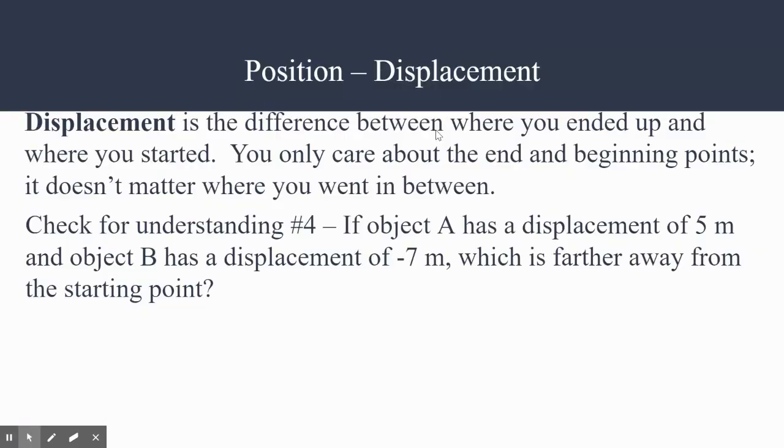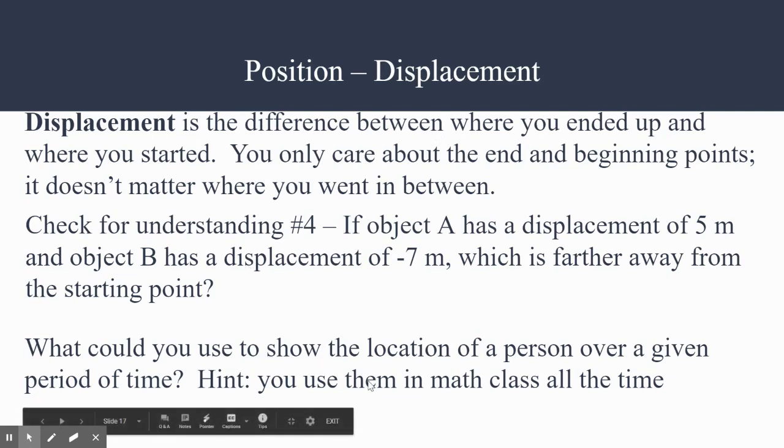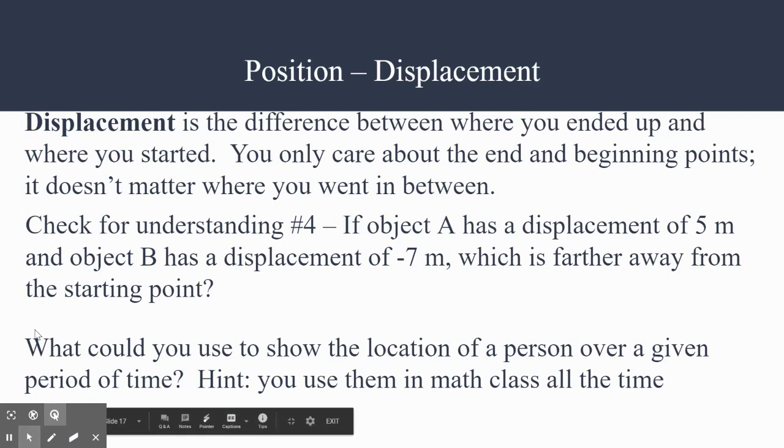Okay. So the next question asks, what could you use to show the location of a person over a given period of time? This is a question to lead us into our next lesson that we'll talk about the following day. So I want you to think about that after you watch this video and you complete your assignment. Think about what you can use, and that you also use in math class, to show the location of a person over time. When you come back the next day, this is going to be your warm-up question. Your warm-up question is going to be your answer to this question here at the bottom of this slide.